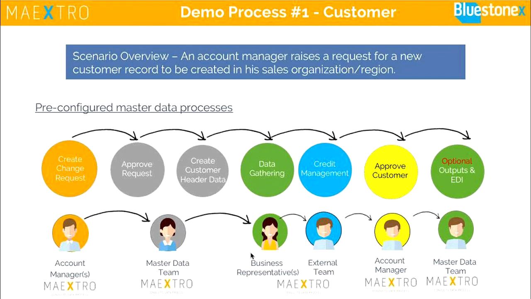So this is a typical customer process where you have, let's take, for example, an account manager asking for a new customer. You could have a master data team then picking up that request and approving it, and then it might get farmed out in terms of distributed workflow to the business to start populating data. You might want to involve credit management people, and then finally approve the customer that's going to be created in SAP. This is all done via Maestro.